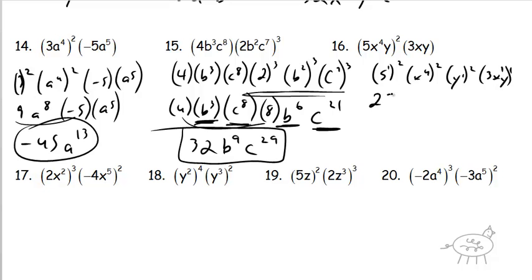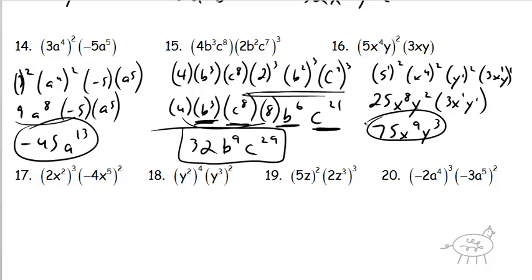So that's going to give me 25. X to the 4th squared, you multiply, x to the 8th, y to the 2nd, times 3x to the 1, y to the 1. And then I put them together. I get 25 times 3 is 75. And that's x to the 8th times x to the 1st. You add those together, x to the 9th. Okay, and y to the 2nd times y to the 1st is y to the 3rd. That's your answer.